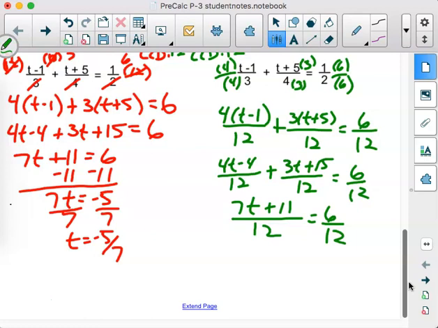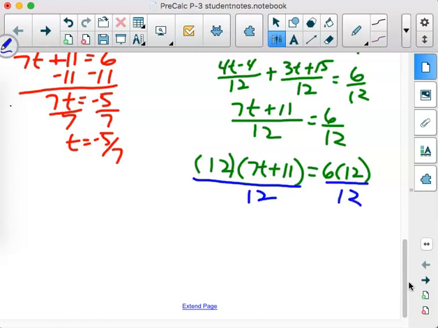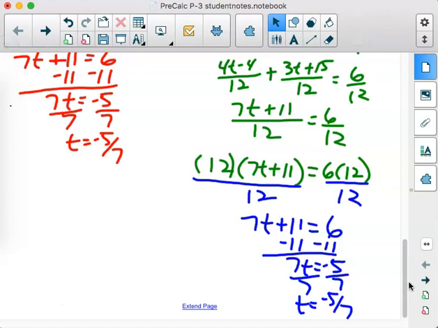Now I can cross multiply. So 12 times the quantity 7t plus 11 equals 6 times 12. Hey, wait a second, I just said 12 twice. Now, you could distribute the 12 on the left, and you could do the multiplication on the right-hand side, or you could just say, you know what, I'm just going to divide that 12 out. Because I can. That's a property of equality. And subtract the 11. And divide by 7. And I got the same answer.